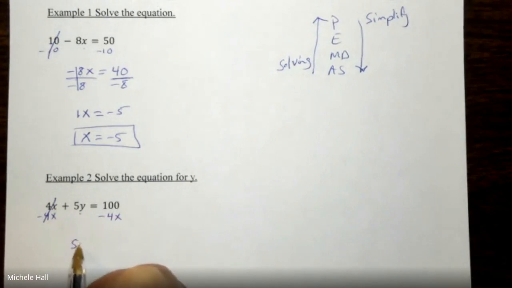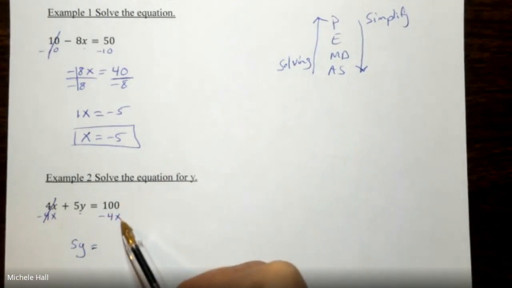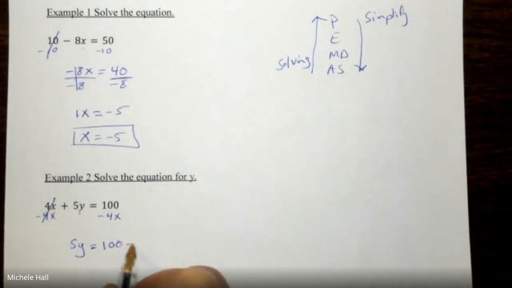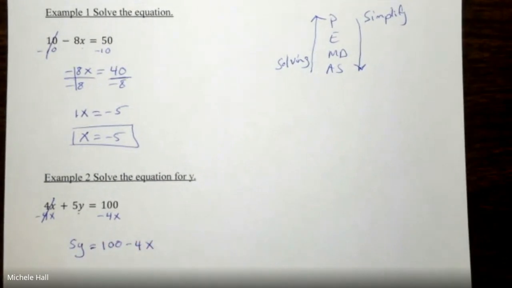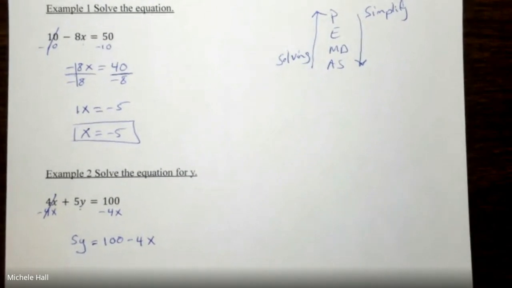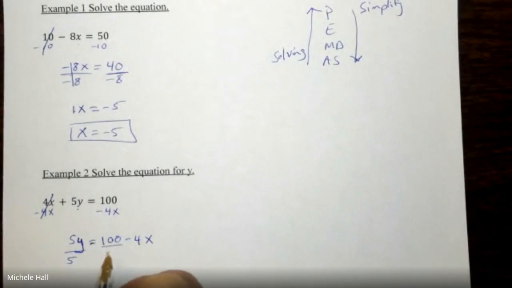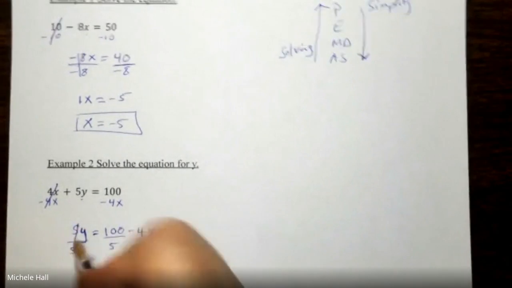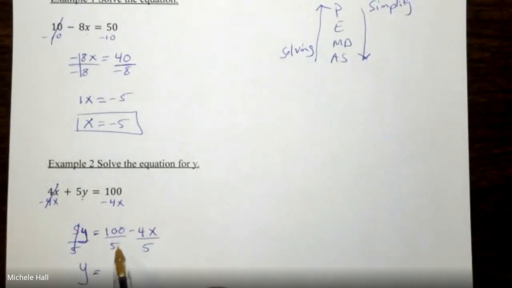And we get 5y equals, can I combine these together? 100 minus 4x, are these like terms? No, they are not. So I would simply write 100 minus 4x. I cannot combine those together. Am I done solving for y? No. I still need to undo the multiplication. So I'm going to divide all the terms by 5, and we get y equals 100 divided by 5. What's 10 divided by 5? 2. 100 divided by 5 is 20.